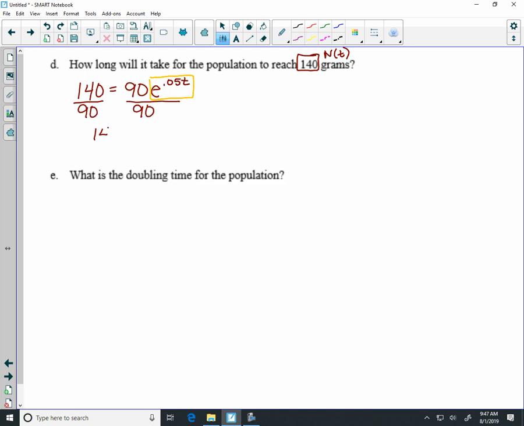You can absolutely leave this as 14/9. You could use log or you could use ln. Clearly, since we have an e in this problem, ln is going to be the more efficient logarithm to use. Taking the ln of both sides allows us to pull down that exponent. Make sure you take the ln of both sides. Don't violate the equal sign.